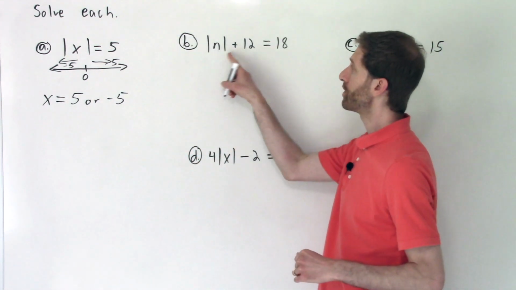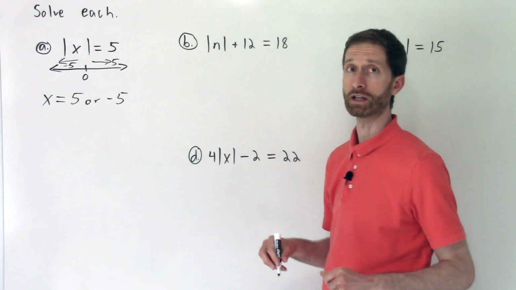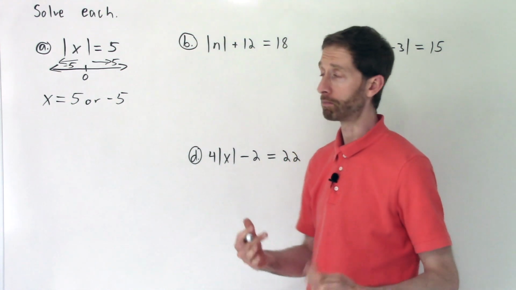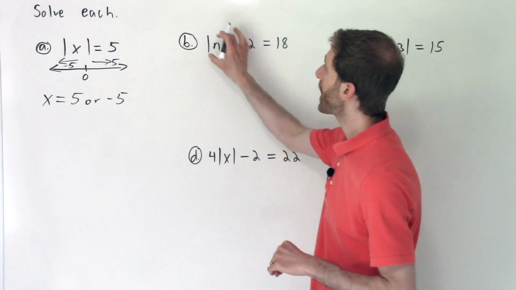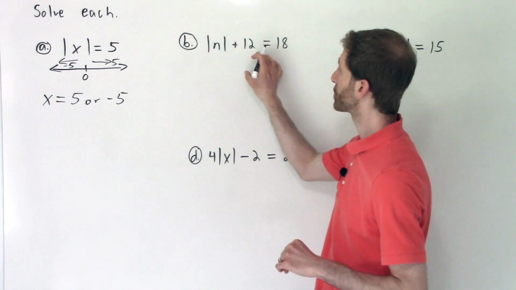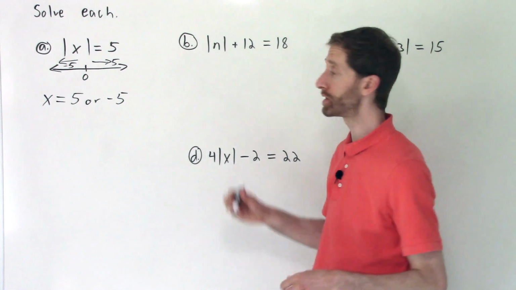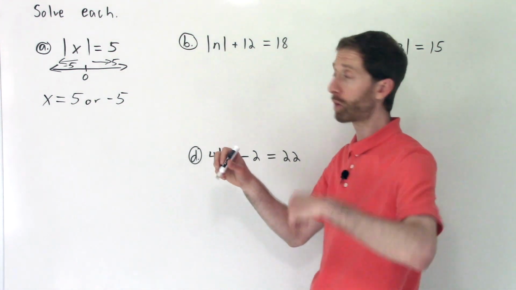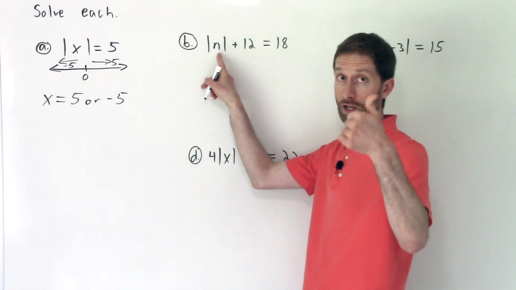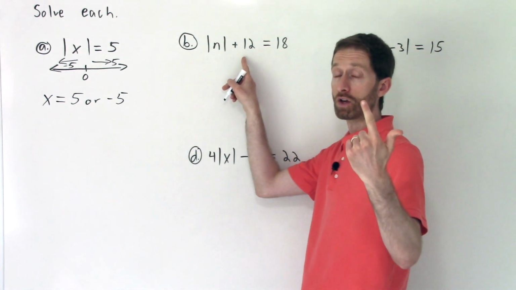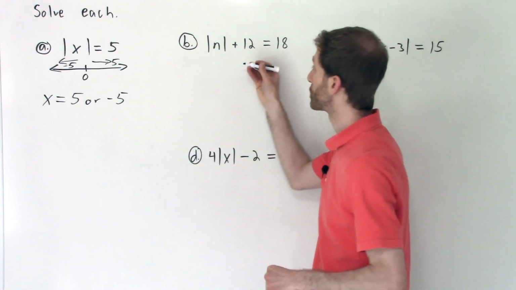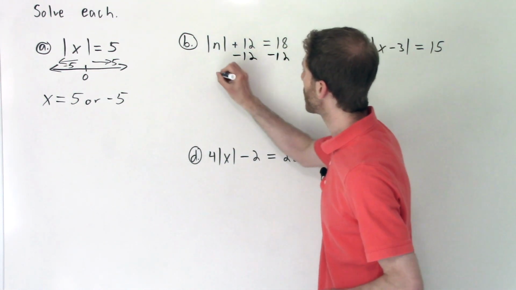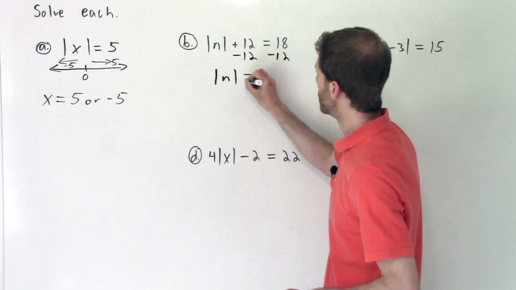We have the absolute value of n plus 12 is equal to 18. Again, the absolute value symbol is an operation, so we want to get it alone. So I'm going to solve this as if you have like x plus 12 equals 18. So we're going to undo addition first. And that makes sense because if the order of operations were occurring forwards here, you'd plug in a number here and take the absolute value, then add 12. So I want to undo adding 12 first. So I subtract 12 from both sides, and we're left with the absolute value of n is equal to 18 minus 12 is 6.